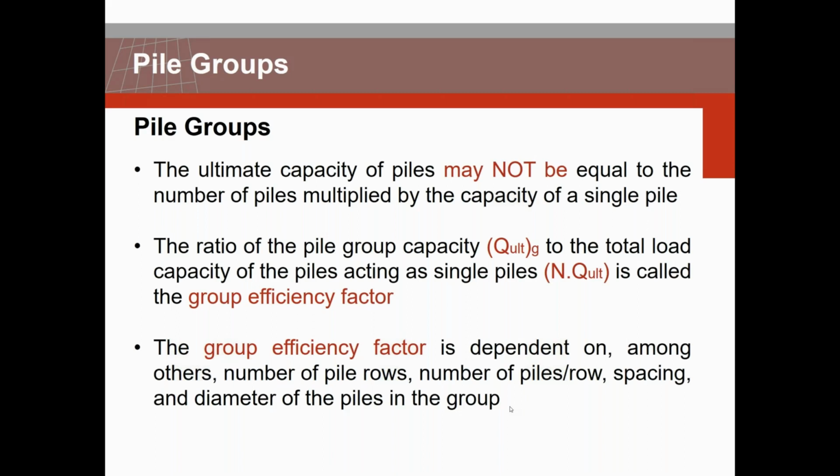The ultimate capacity of piles may not be equal to the number of piles multiplied by the capacity of a single pile. The ratio of the pile group capacity to the total load capacity of the piles acting as single piles is called the group efficiency factor. This factor depends, among other things, on the number of pile rows, the number of piles in the rows, and the spacing and diameter of the piles in the group.